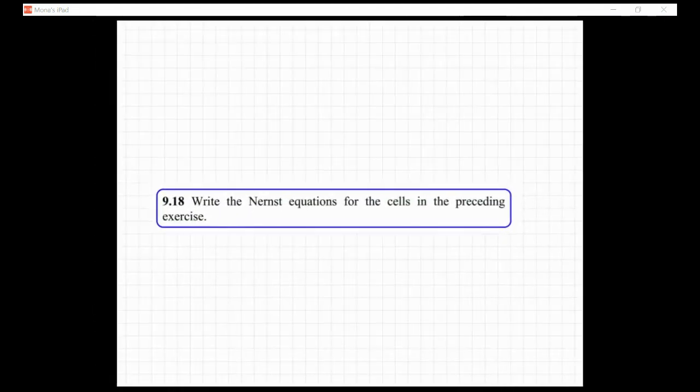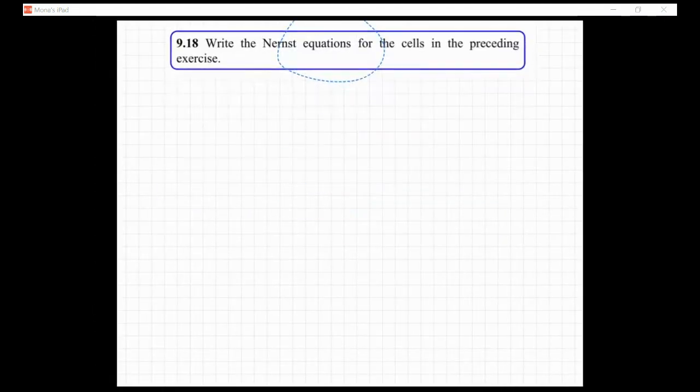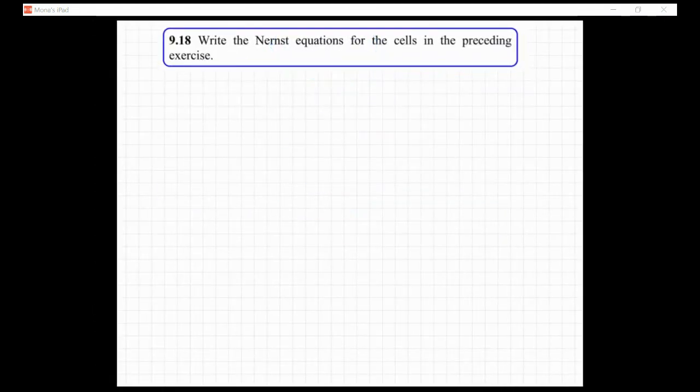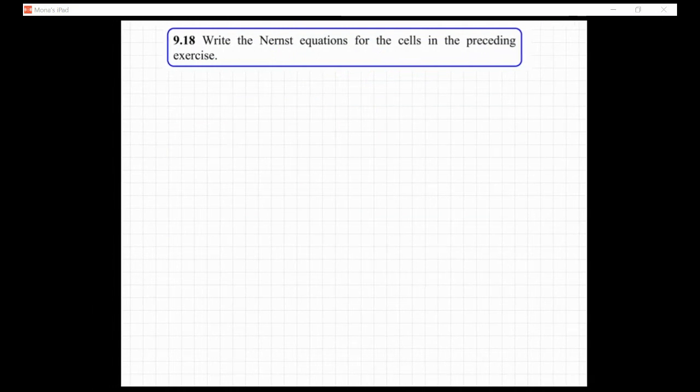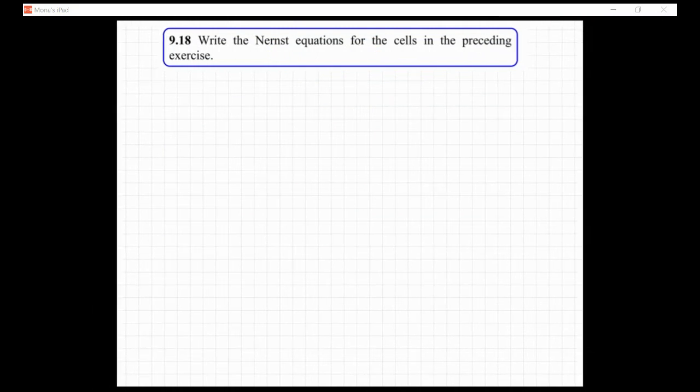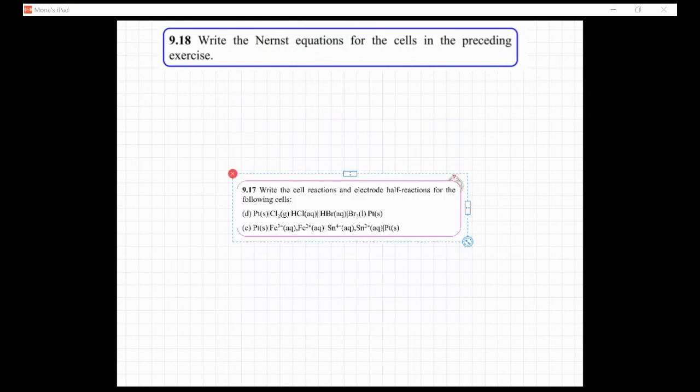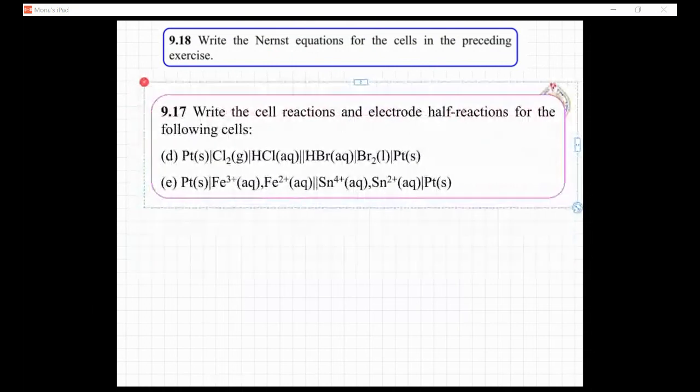So this is what we want to do. It says now, write the Nernst equations for the cells in the preceding exercise. Preceding one is 9.17, right? So I have to, it means I will have to look at the parts of number 17, right? So the parts of number 17, they are these. These are the parts.